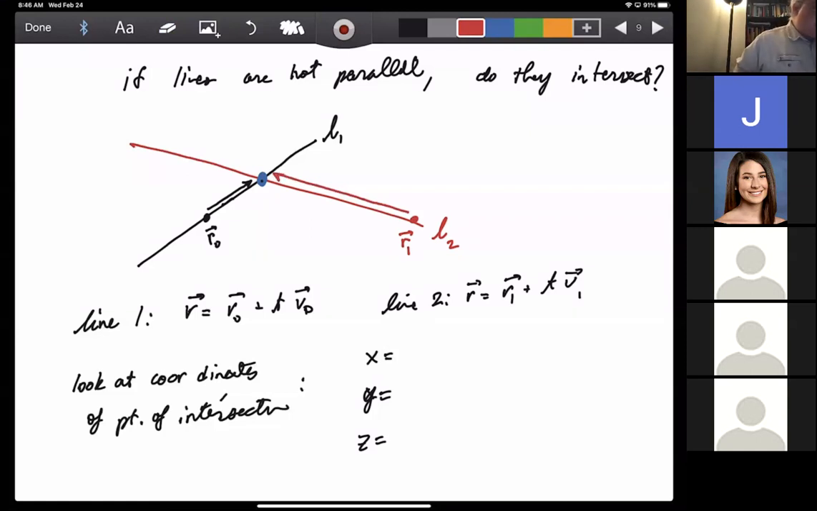So representing your coordinate is going to be done in terms of the parameters of your line, but the parameter means different things on the two lines. So I don't want to use the same symbol.